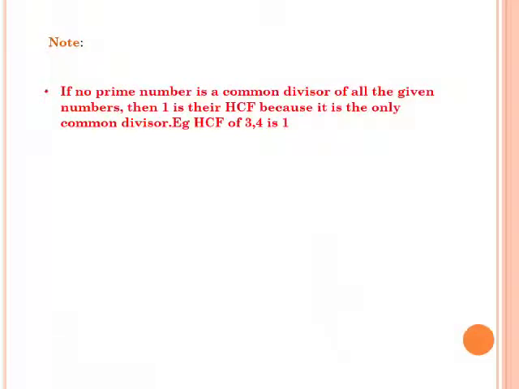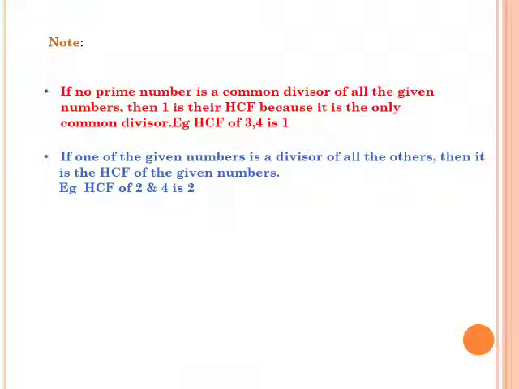So from the following example, we can conclude if no prime number is the common divisor of all the given numbers, then 1 is their HCF because it is the only common divisor. Example, the HCF of 3, 4 is 1. That is, 3 and 4 do not have any other common divisor than 1.